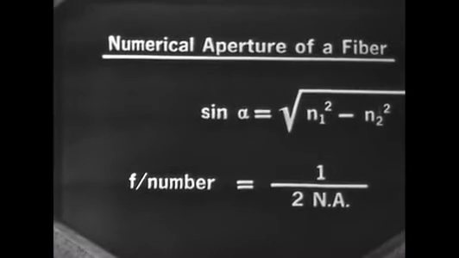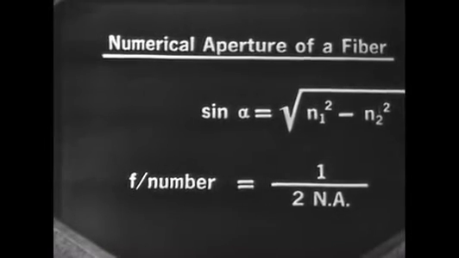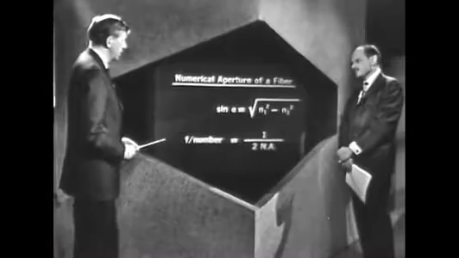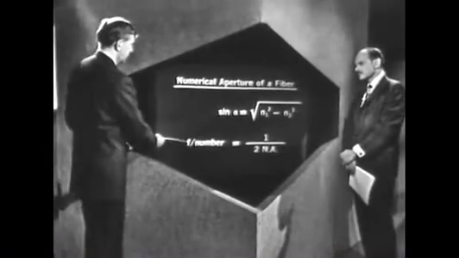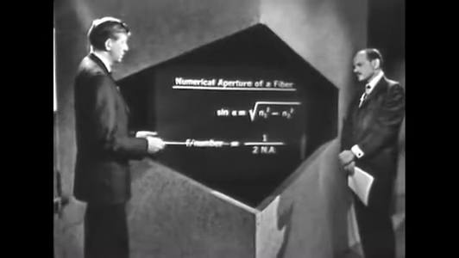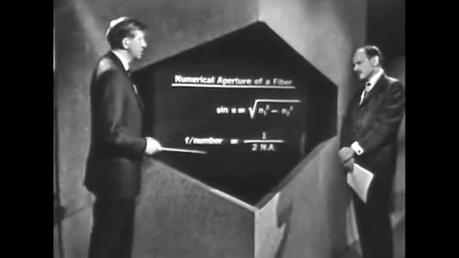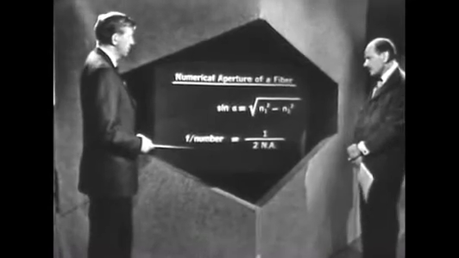And what kind of fibers do you get? What sort of openings or apertures can you get? It's possible to make fibers which have an angle alpha equal to 90 degrees. This corresponds to an F number of 0.5, which is the equivalent of a very, very fast lens. Yes, that's extremely fast. What about the length of the fiber?